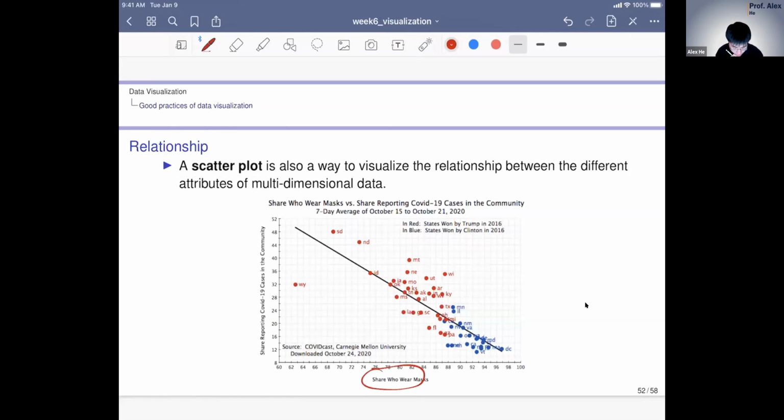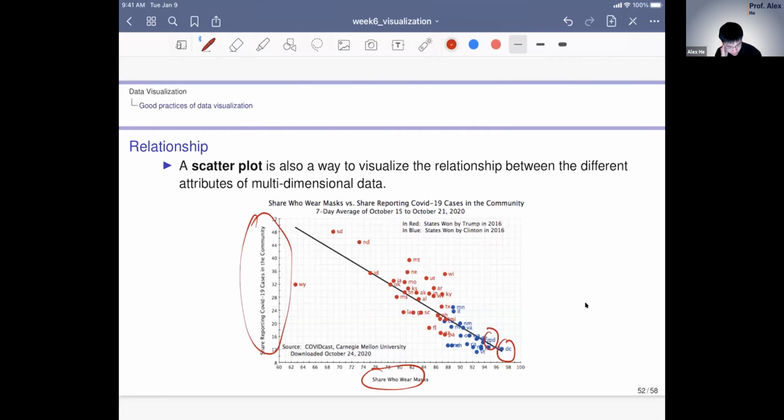So what this figure shows you is the x-axis is the share of people who wear masks, the y-axis is the share of reporting COVID cases in the community. And these little dots are the different states. So you have DC right here, Maryland right here. So all of these are states with very high percentage of people who wear masks, and also relatively low share of COVID cases. And then when you plot all of this on the scatter plot, it's pretty easy to see that there's a negative relationship, right? You can do a line, but even without a line, it would be pretty easy to see.